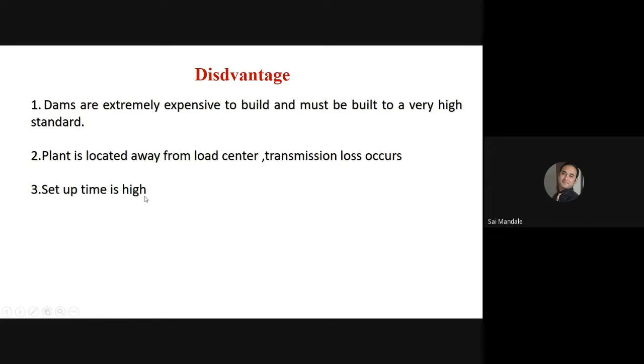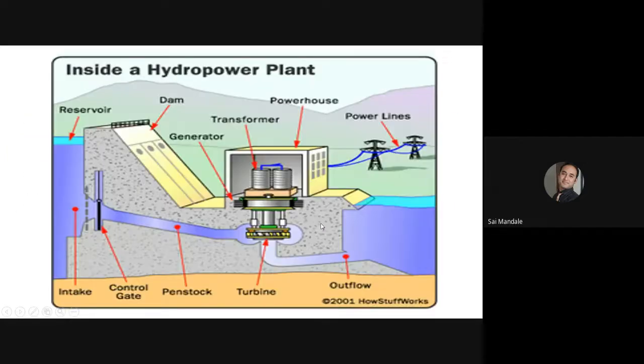And the last one is the setup time, that is the construction time required for the hydropower plant is very long. A minimum of 3 to 5 years is required to construct the dam. So this is all about the hydroelectric power plant.